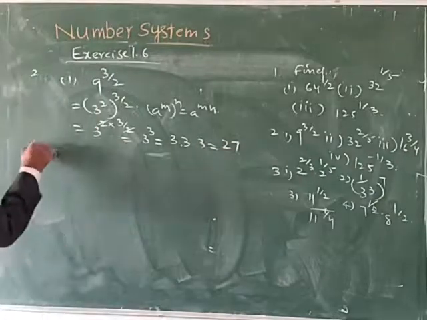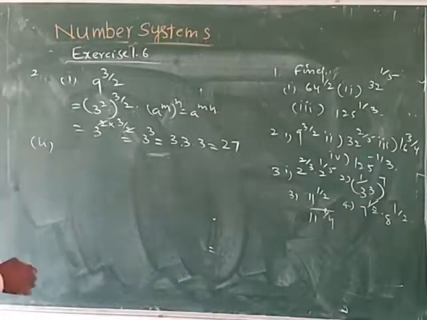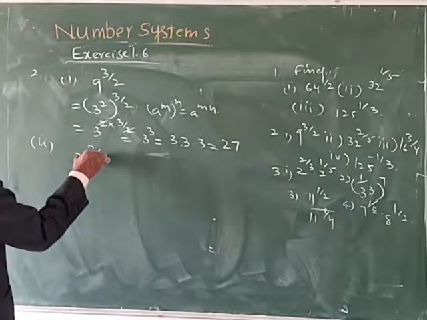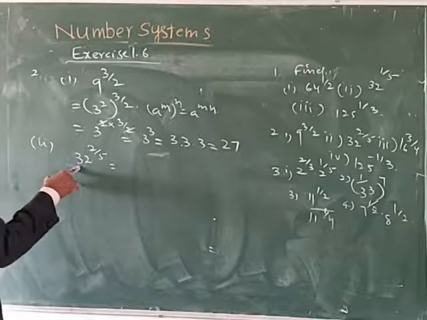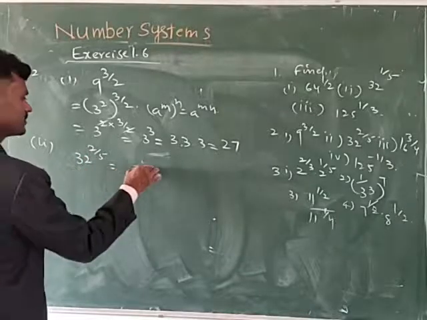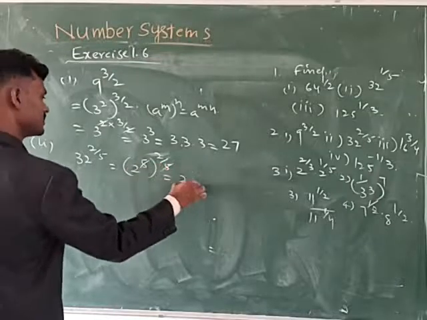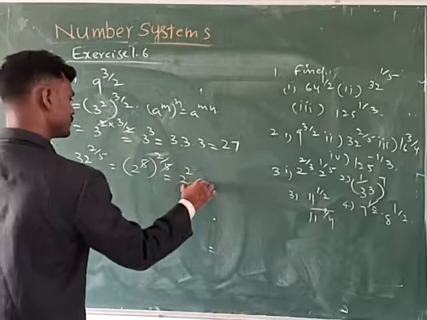Next, the second one is 32 power 2 by 5. Already we know 32, which we wrote as 2 power 5, so 2 power 5 whole power 2 by 5. Here the 5s cancel, leaving 2 power 2. 2 power 2 means 4.